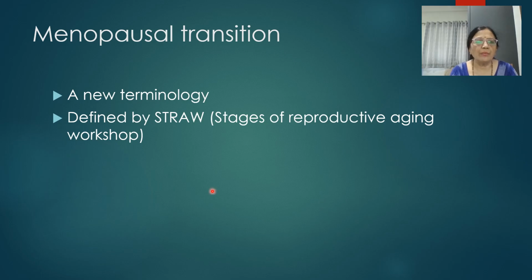Now this is a relatively new terminology, that is menopause transition. It was defined by STRAW. STRAW is Stages of Reproductive Aging Workshop, which was first conducted in 2001 and it was revised again in 2010.